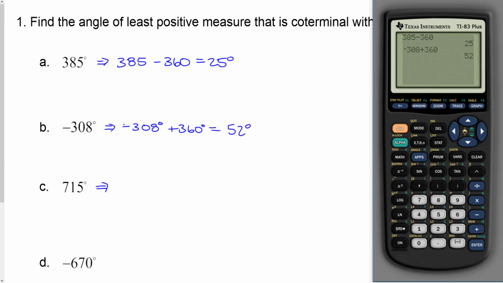Then 715, it's larger than what we need, so we need to subtract 360 degrees here. So 715 minus 360, that gives me 355 degrees, which is in the range that we want. So that's correct. Then negative 670, if I add 360 to it, it's still outside of the range that I need. So I actually need to add 360 a second time to get it into the range that I'm looking for. So the angle measure that's coterminal with negative 670 in this case would be 50 degrees.